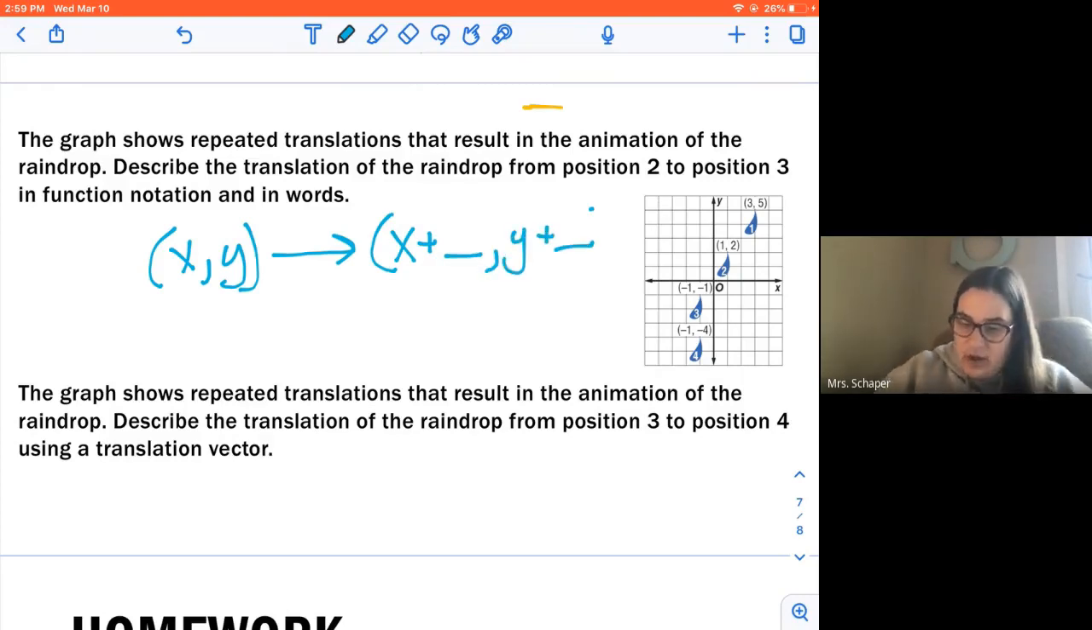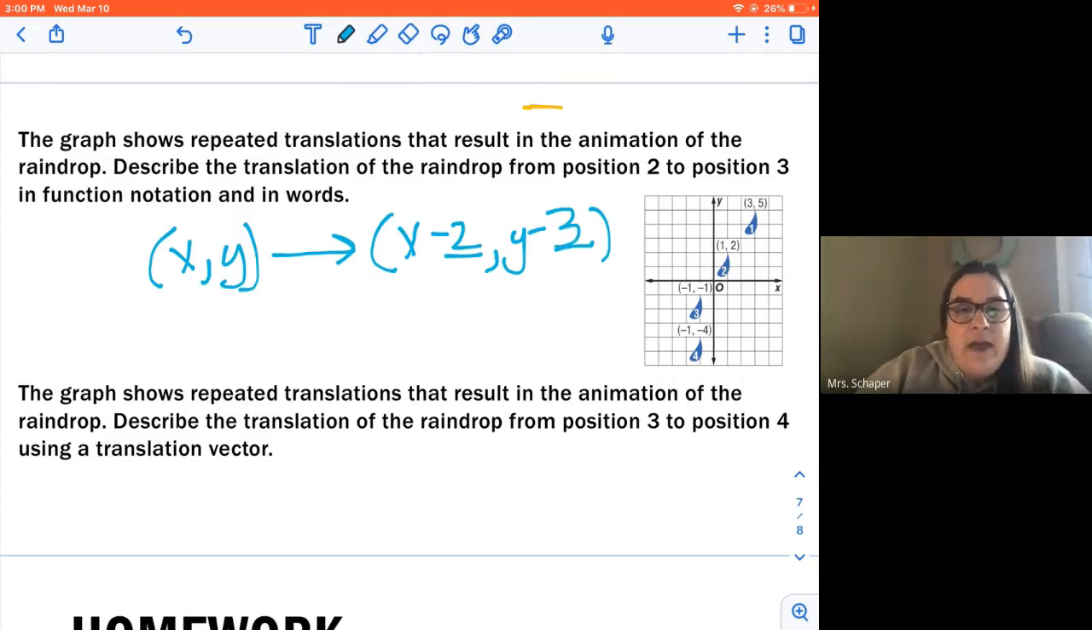So let's take a look. From 2 to 3, the x goes back 2, so it's going to be x minus 2. And my y is going down 3, so it's going to be y minus 3. So that is your function notation. And then in words, your x goes back 2, your y goes down 3.